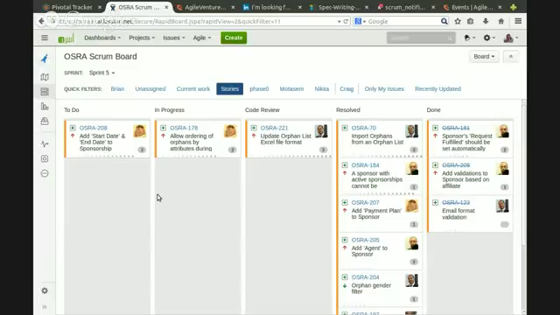OSRA 178, the ordering of orphans on the sponsorship screen. I know that he had essentially restarted it from scratch, and he has a pull request for it that is sitting there. I'm disappointed that he's not here because I have a question to ask about that PR. I'm still not clear about the way that we're implementing the functionality here.